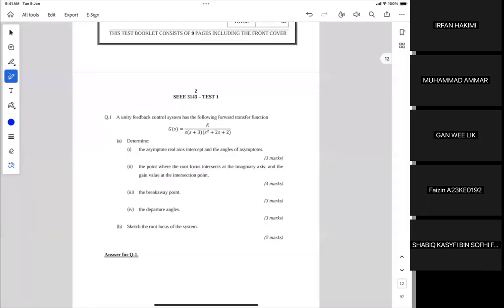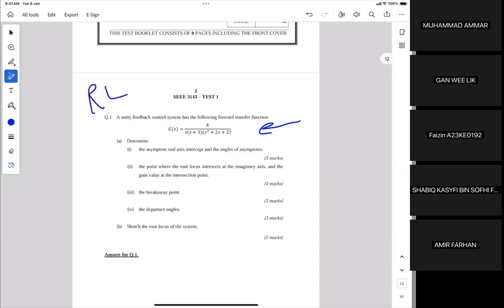Okay, we continue. For question 1, where you are given unity feedback transfer functions. Okay, s plus 3, s squared plus 2s plus 2. Then this is a root locus question, chapter 1. Find the asymptote real axis intercept and angles of asymptotes. Then the point where the root locus intersects the imaginary axis and the gain value at the intersection point. The breakaway point, the departure angle, and sketch the root locus of the system.